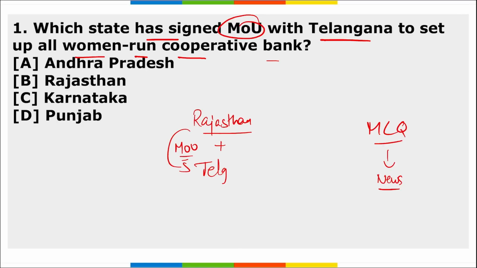Alright, Rajasthan and Telangana signed an MOU to set up an all women cooperative bank. The aim is to set up the first all women run cooperative bank in Rajasthan. Where will this bank be set up? It will be set up in Rajasthan. On the lines of the Stree Nidhi model of Telangana, the Rajasthan Mahila Nidhi Fund would be operated by women self-help groups for the women of self-help groups only. So the correct option here is Rajasthan.